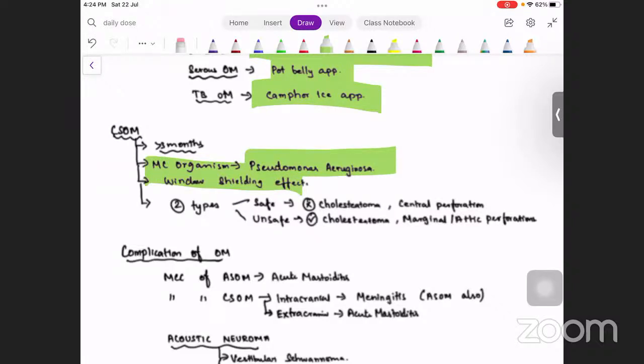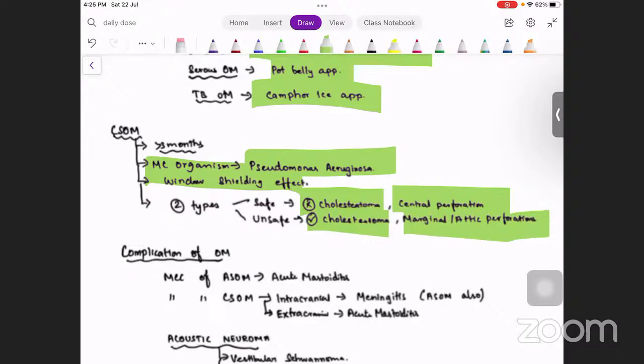CSOM will be safe or unsafe. For a safe CSOM, there is no cholesteatoma, and you may see a central perforation. In safe chronic suppurative otitis media you see a central perforation and absence of cholesteatoma, while in unsafe chronic suppurative otitis media you may see cholesteatoma and, apart from that, a marginal or attic perforation.